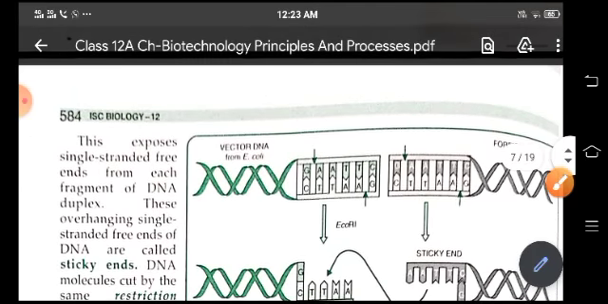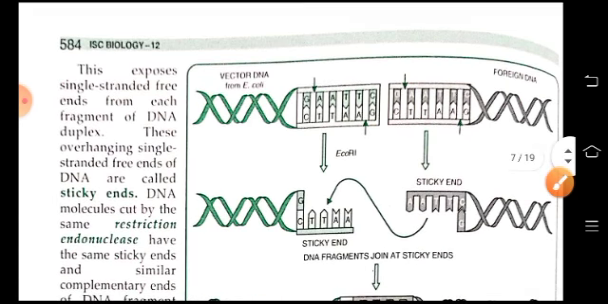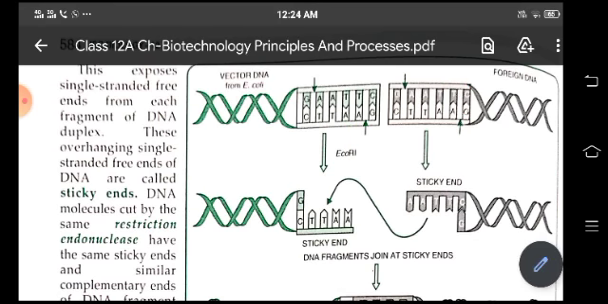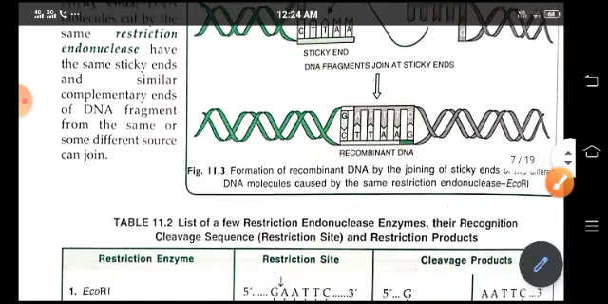So here this is the vector DNA and foreign DNA. The restriction enzyme cuts the particular site and they both have the sticky ends. Then these DNA fragments join at the sticky ends, forming the recombinant DNA.